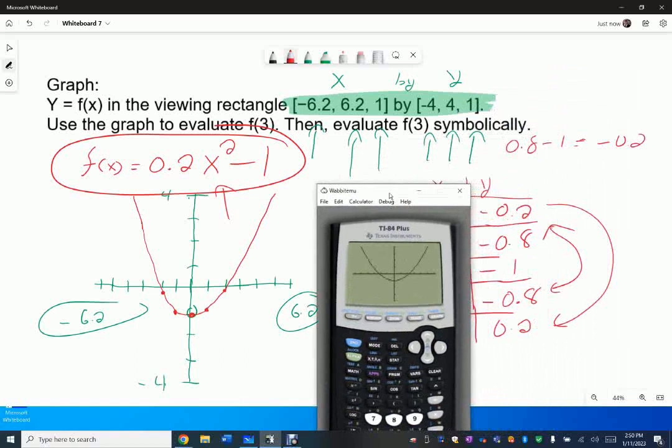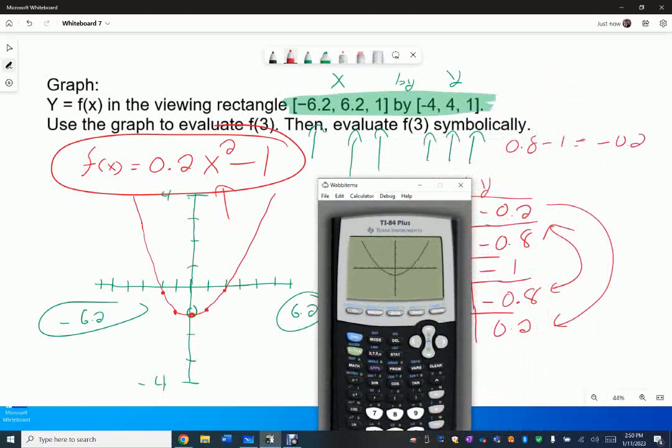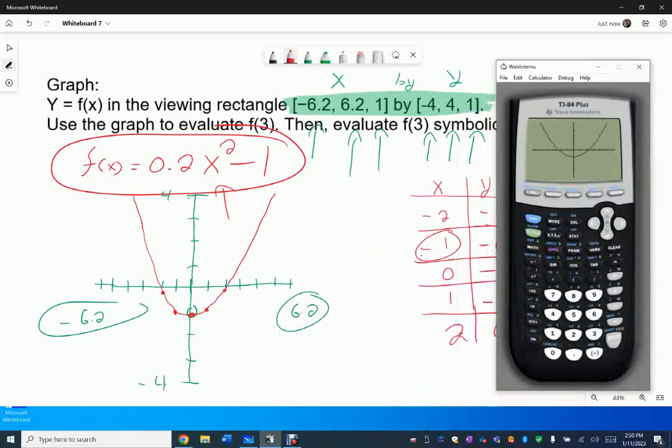My graph by hand and by the calculator should look very much alike, even down to these hash marks. It's very important to actually look at these hash marks here. These are lining up with this, and that's real important. So that is how you graph with a viewing rectangle and a formula on your graphing calculator.